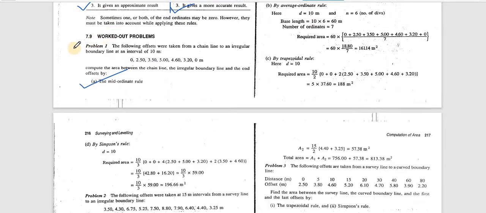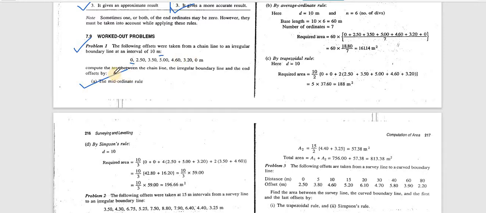The first problem says that the following offsets were taken from a chain line to an irregular boundary line at an interval of 10 meters. So with the help of a chain, boundary lines were created at an interval of 10 meters. The ordinates are 0, 2.50, 3.50, 5, 4.60, 3.20 and 0 meter. Compute the area between the chain line.